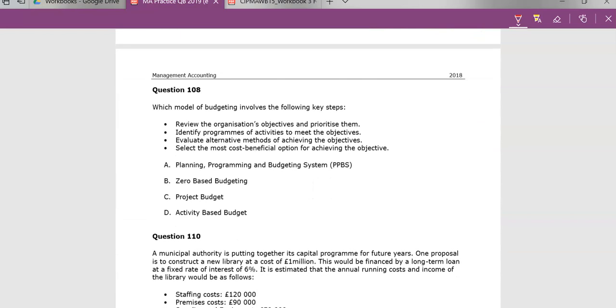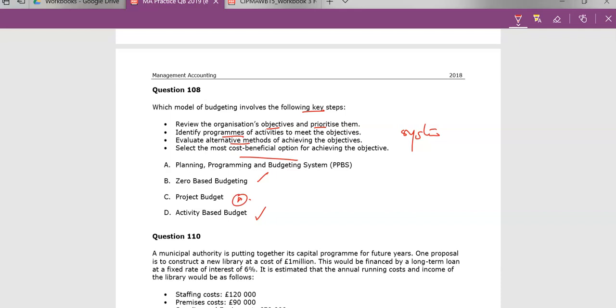So, question 108, a written question. What model of budgeting involves the following? So, look at this carefully. Review the organization's objectives and prioritize them. Identify programs. Evaluate alternatives. Select the most cost-beneficial option. So you can see that this is really a system. Zero-based budgeting and activity-based budgeting, I wouldn't really call a system. This tends to focus on just a project.